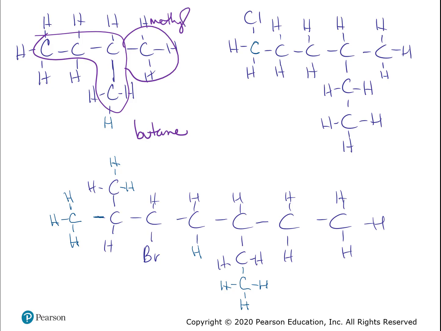So now if I'm going to number, do I number from the left or number from the bottom right? Because that would be 1, 2, 3, 4. So that's going to give me a 2. So this is 2-methylbutane. Number 2 just tells you which carbon that methyl is hanging off on the butane.